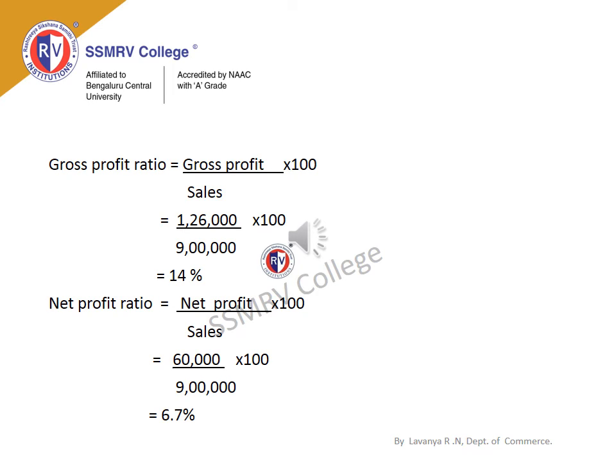Let us see the calculation of net profit ratio. Net profit ratio is calculated by using the following formula. Net profit and sales information is given in the P&L. Net profit is 60,000. Sales is 9 lakhs. Simplify the information. Then the net profit ratio is 6.7%. So all profitability ratios will be expressed in percentage because the quotient is multiplied by 100.